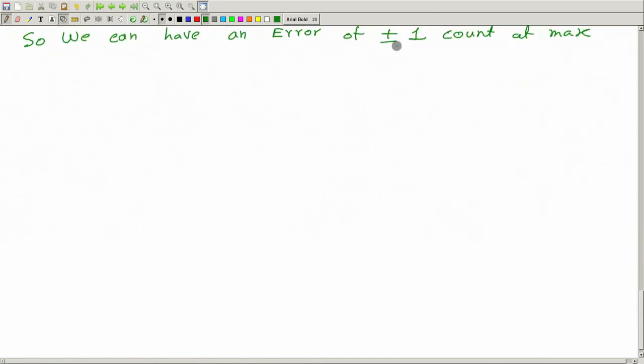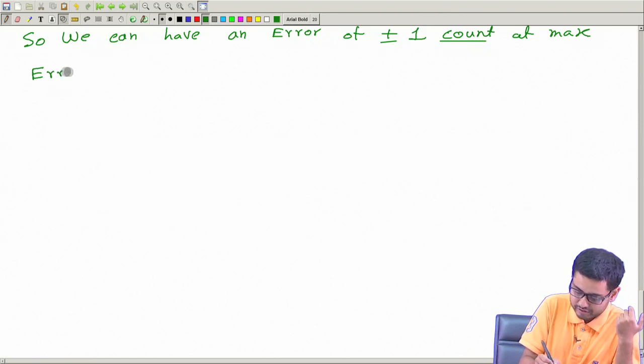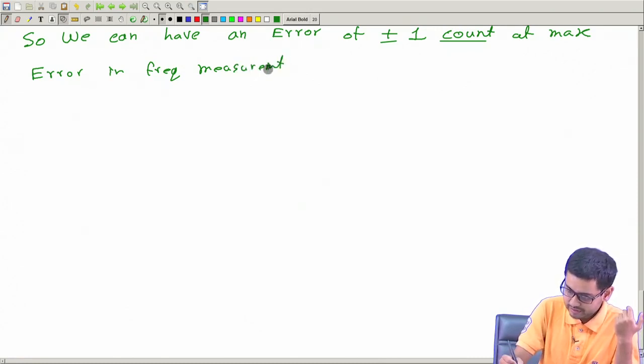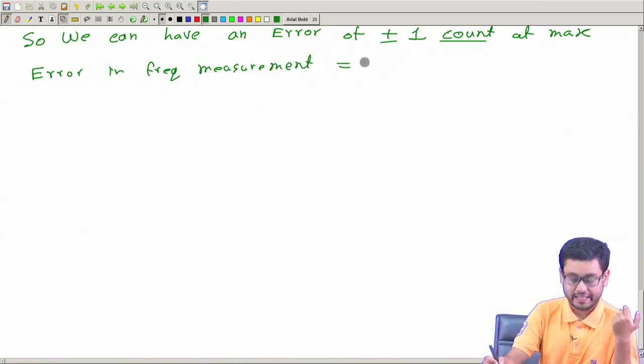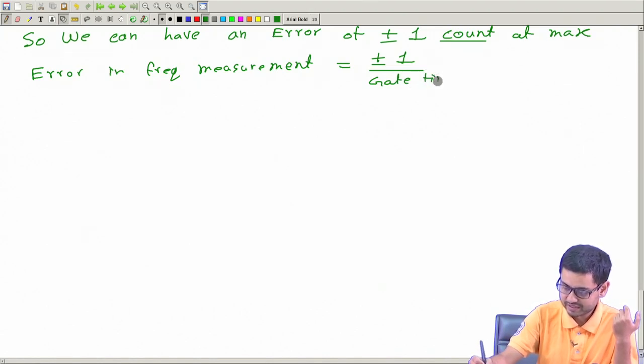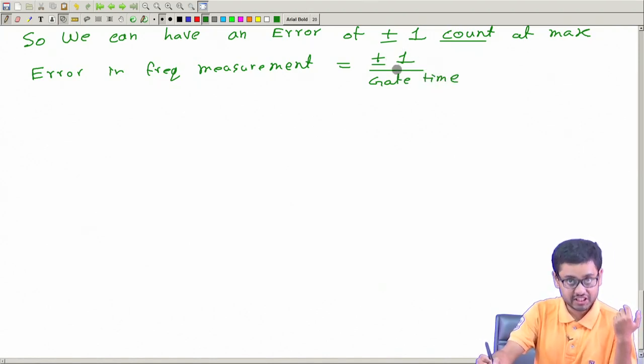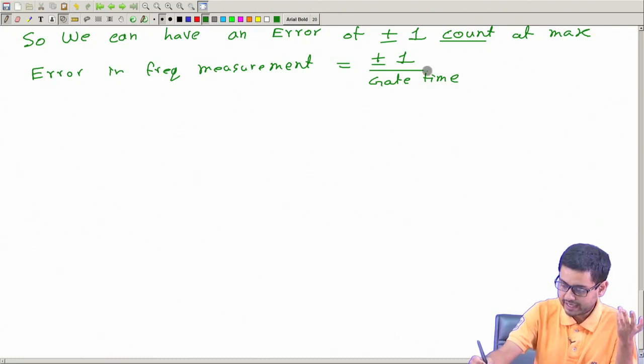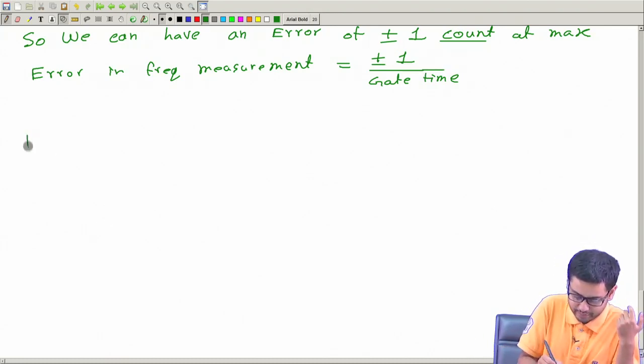So this is the error that we can encounter. And then how much error will we have in frequency measurement? So this is the error in count, and the error in frequency measurement will depend on the gate time. So that will be plus minus 1 divided by gate time, because within one gate time we can get one extra count or one less count. So this is the excess frequency measured, or less frequency measured.